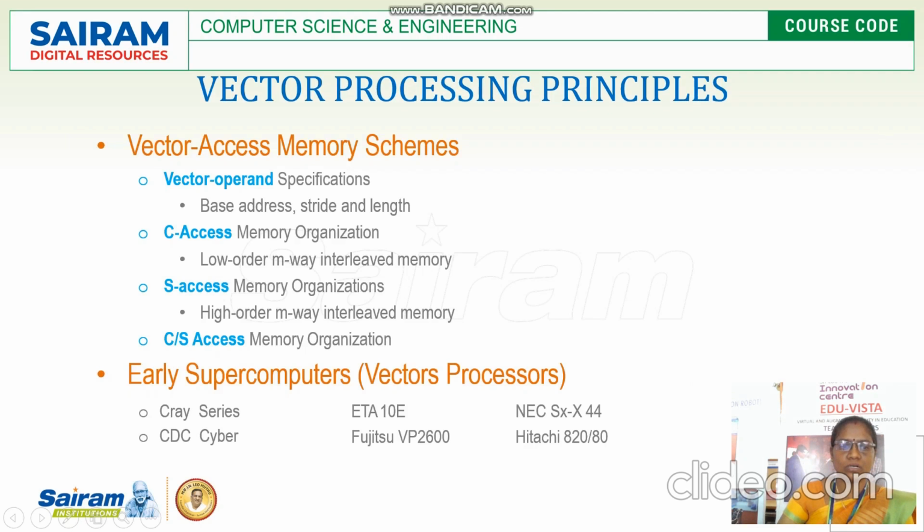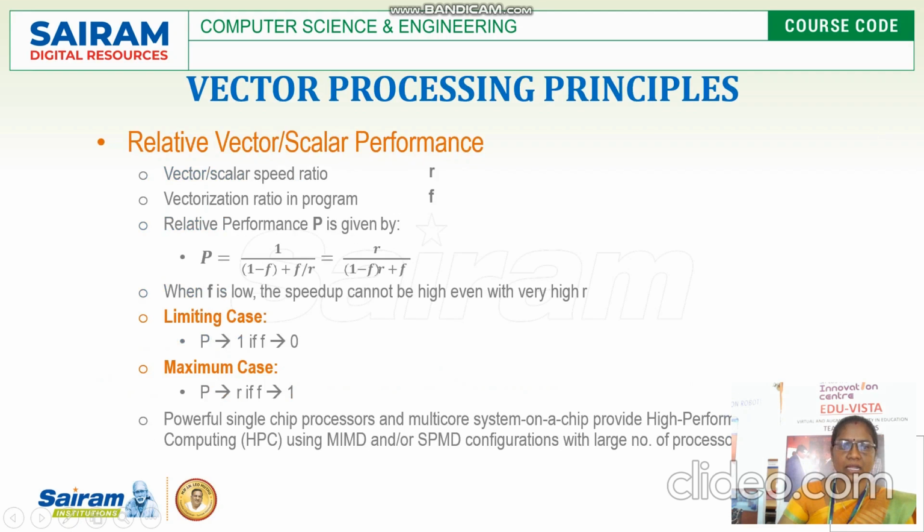Then coming to vector scalar performance. How we can relate the vector performance with scalar performance: there are some formulas given. The vector scalar speed ratio is R and the vectorization ratio in a program is represented as F. The relative performance is represented as P, given by the formula P is equal to R divided by (1 minus F) into R plus F. So what happens here?